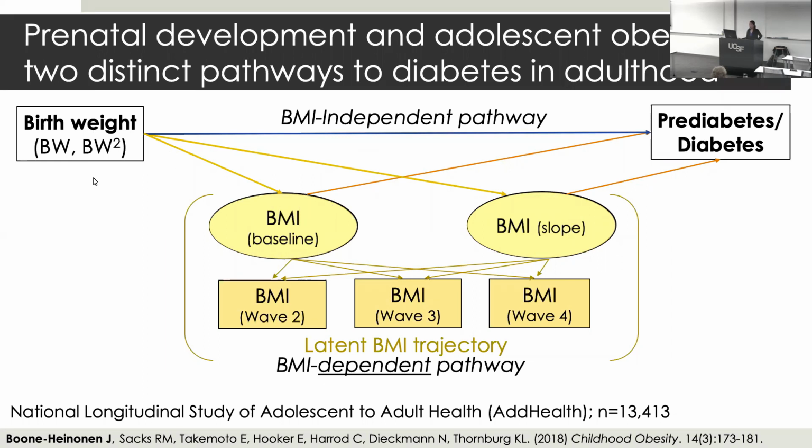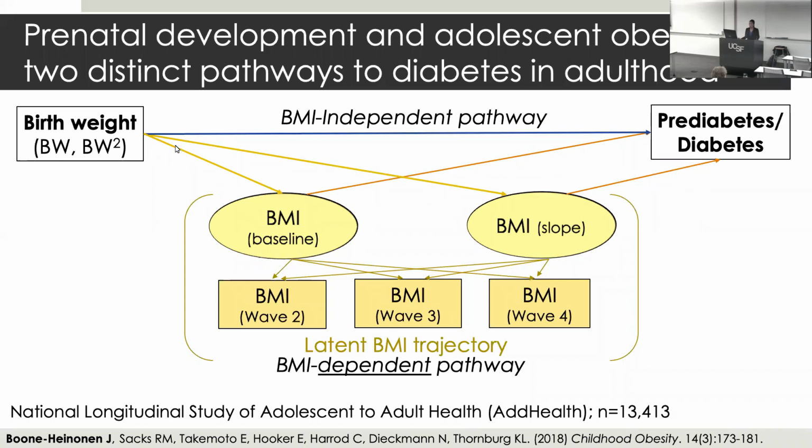So if you're born with a higher birth weight, you may have higher BMI in adolescence. So this is BMI at baseline, during adolescence. And you may gain weight more quickly as you age. So this is the BMI slope, the rate of BMI increase into adulthood. Okay. And both of those would increase risk of prediabetes and diabetes. So this is kind of what we normally think about.